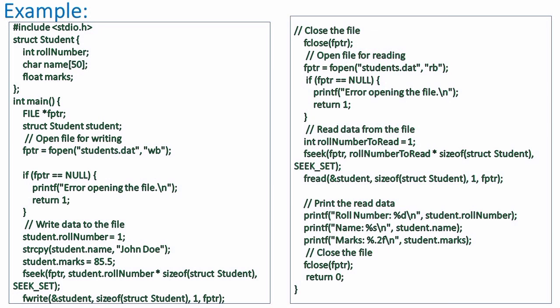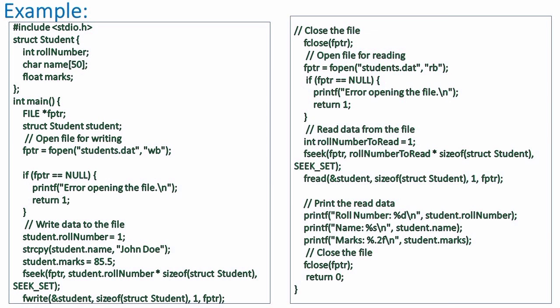Next, the fwrite function, which is used to write the contents of the student structure to the file. It writes the data from the memory location pointed to by address of student to the file pointed to by pointer fptr. The size of each record is determined by the size of struct student. Next, the file is closed using the fclose function to ensure that the changes are saved and resources are released.